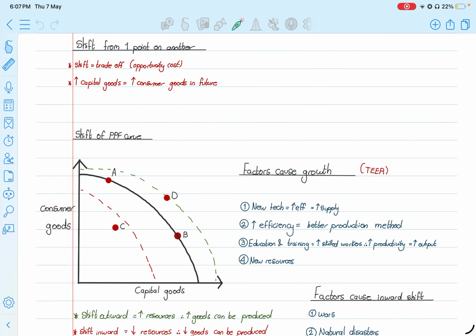Increased efficiency is literally what I said before: better production, more output. Next, we've got education and training. Education and training is important if a firm is more labor intensive, meaning that it depends more on workers rather than technology.